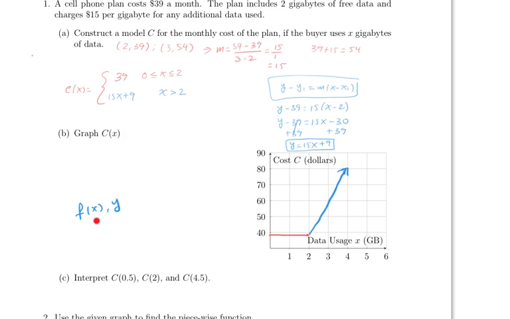So now what this means essentially is, what is the value of y when this x value is given? That's what it means. So for example, here it says, what is the cost if you use 0.5 gigabytes? It is 39, right? What would be the cost if you use 2 gigabytes? 39. But what would be the cost if you use 4.5 gigabytes? Then you need this equation, right? So it will be 15 times 4.5 plus 9. And whatever that is, that's the cost.